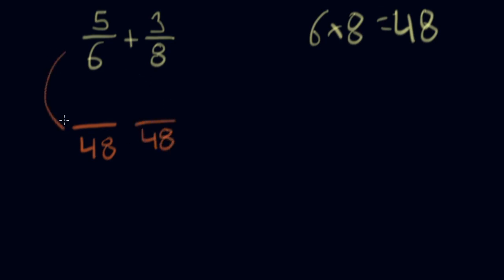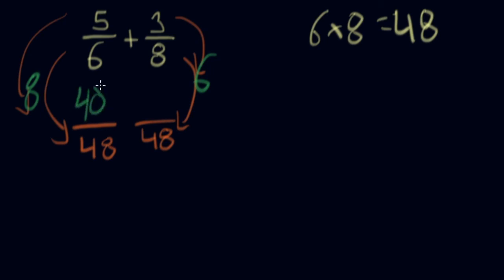And you know that these are multiplying, so the top also has to multiply. And the magical number here is over here is going to be 8. And over here is going to be 6. So 5 times 8 is 40. And 3 times 6 is 18. Okay, so we're going to get 58/48.